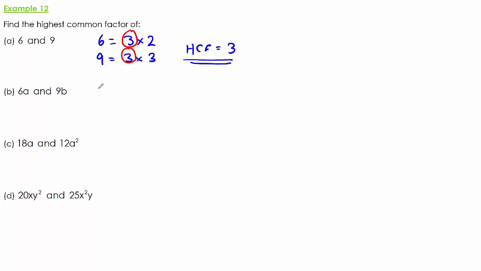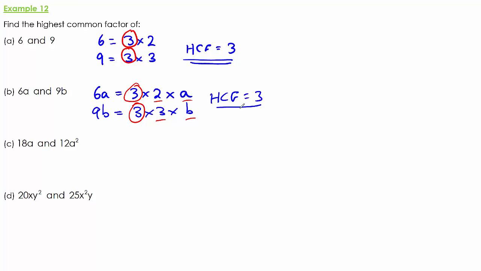Now with 6a, that's equal to 3 times 2 times a, and 9b is 3 times 3 times b. So pick out everything that's common, and the only thing that's common is the 3. We've got a 2 and a 3, we've got an a and a b, and those are different. So the highest common factor is 3.